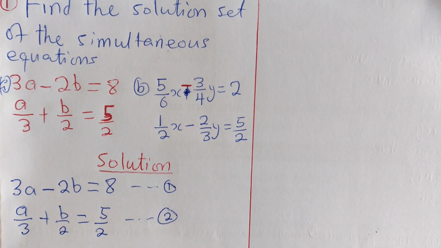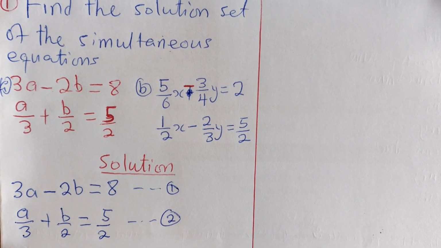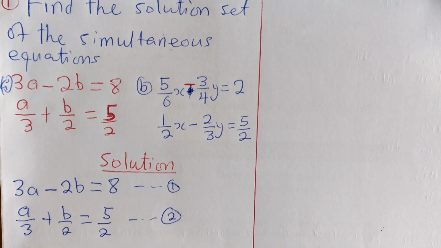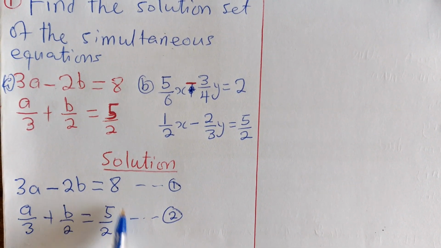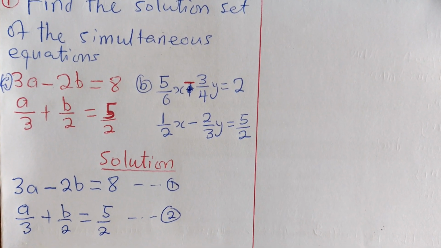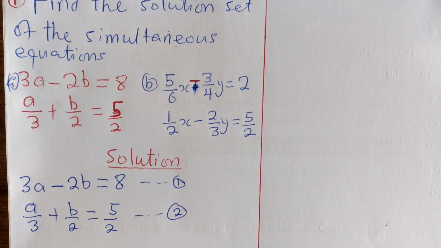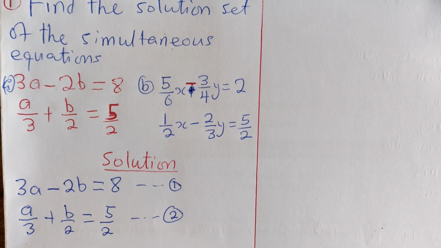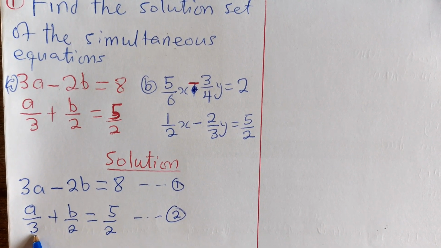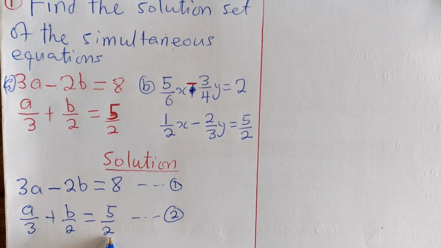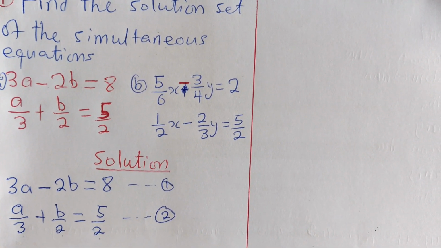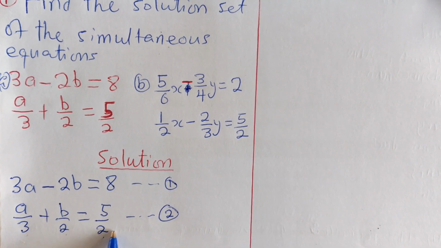But I realize that with equation 2, I am having a fraction. So I need to eliminate the fraction first before solving the entire work. So how do you go about it? Here the denominators are 3, 2, 2. So we can find the LCM for these numbers.